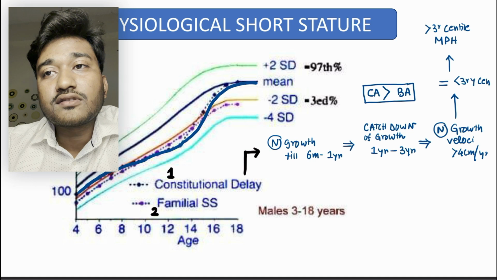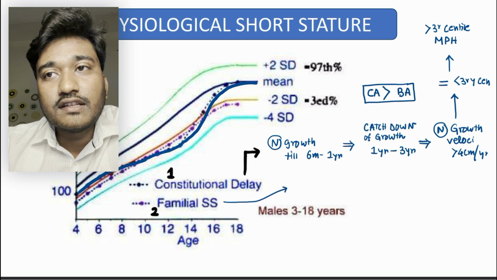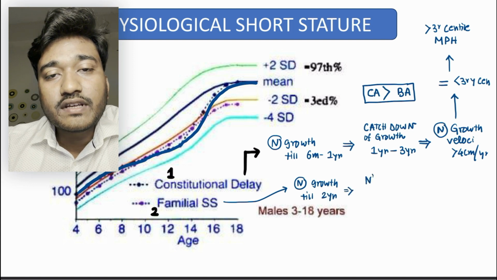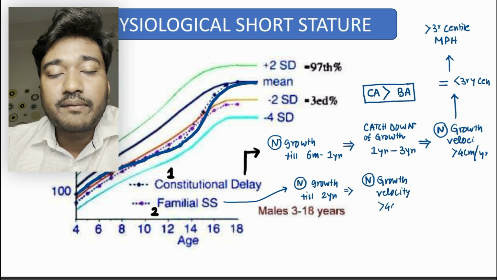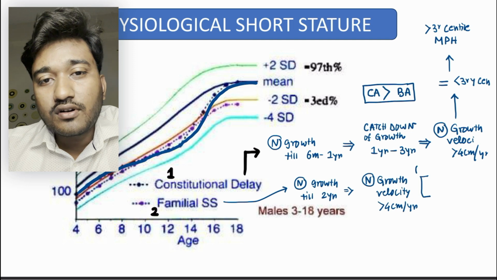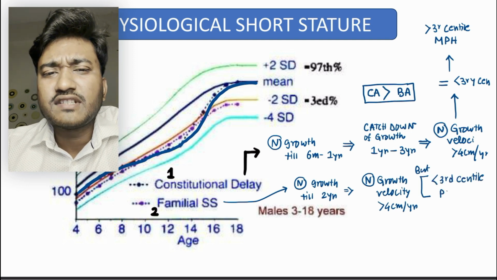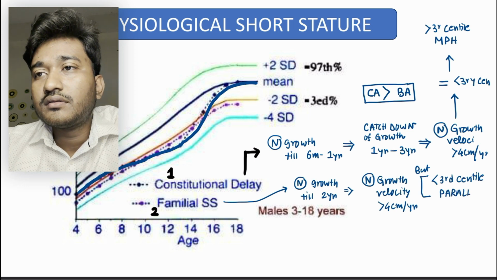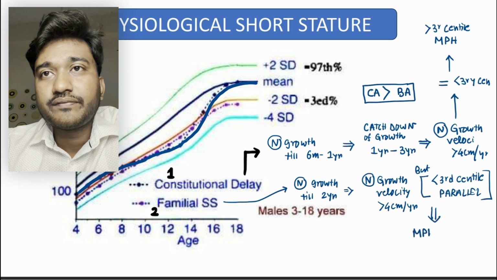In case of familial short stature, there is normal growth till 2 years of age, then there is catch-down growth, and the child's growth becomes below the third centile, but it is always parallel to the third centile. In familial short stature, mom is short, father is short, therefore the child is also going to be short because of some genetic cause. So the mean parental height is always less than the third centile.